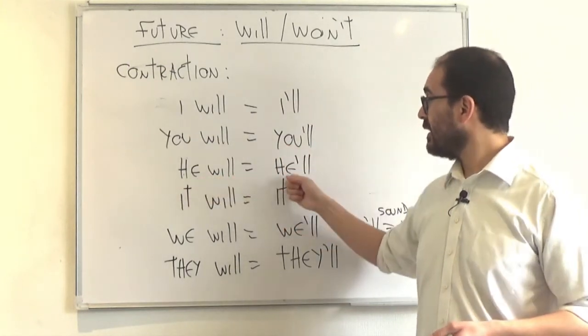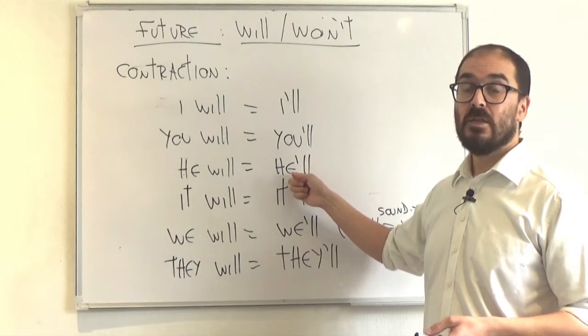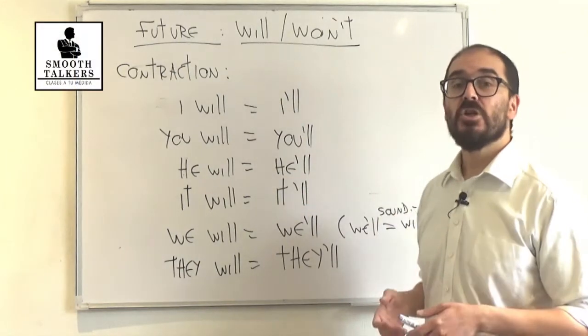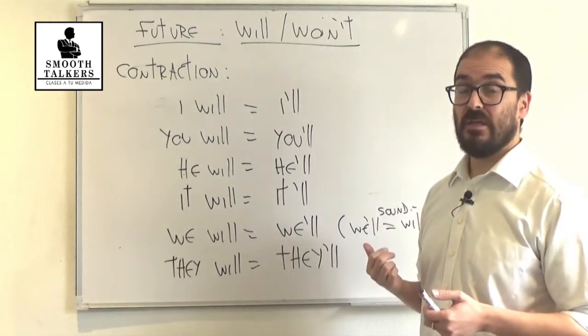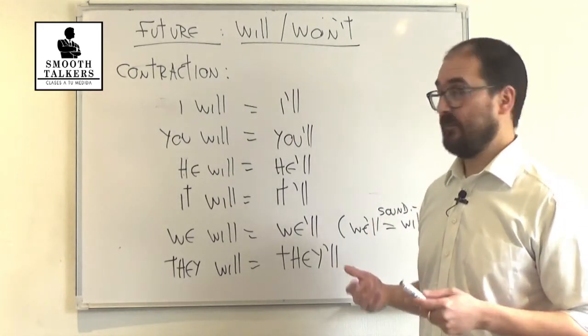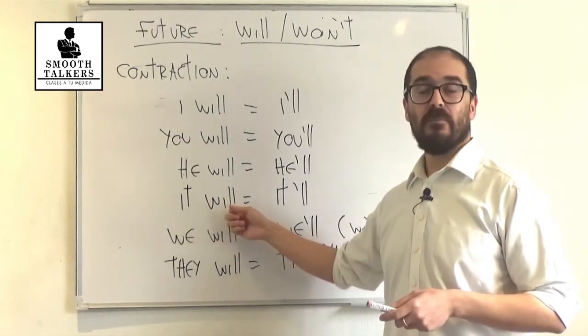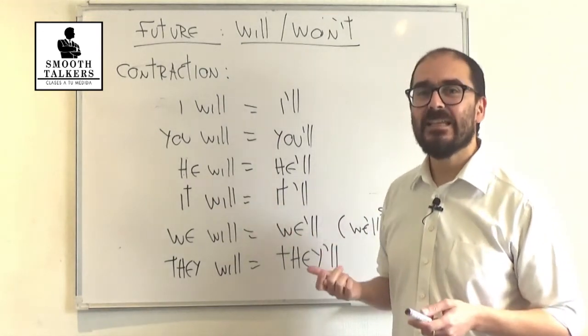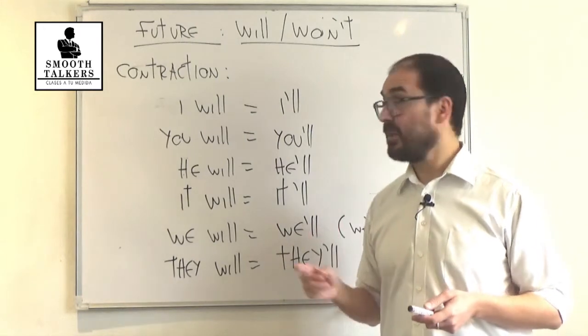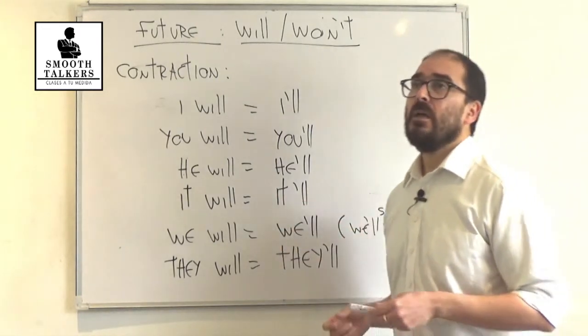He will, he'll, she will, she'll. So look for the L in the pronunciation. He'll, she'll, okay? It will, it'll. It sounds a lot like Italy, okay? So it's not so difficult, but this one needs practice.